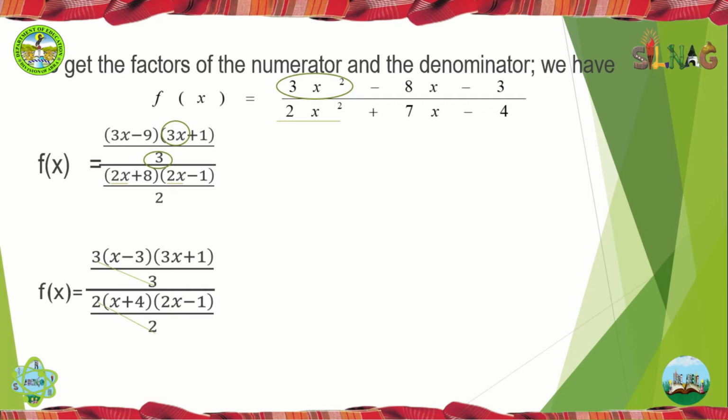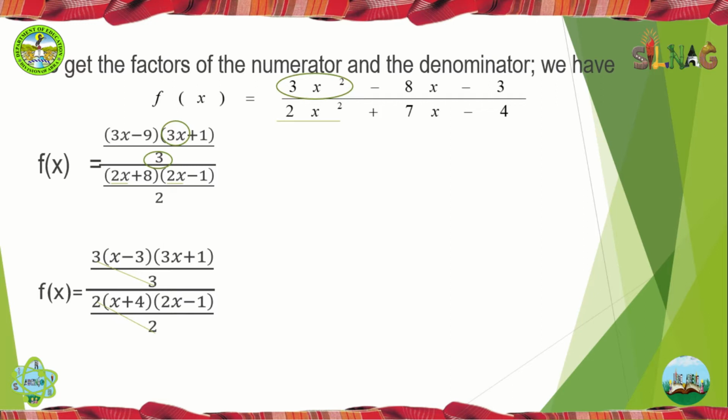So we have 3x minus 9 times the second factor 3x minus 1. By common factoring, the common factor is 3. 3x divided by 3 is x. Negative 9 divided by 3 is negative 3. Times the second factor, 3x plus 1 over 3.